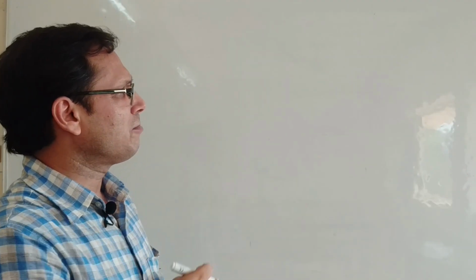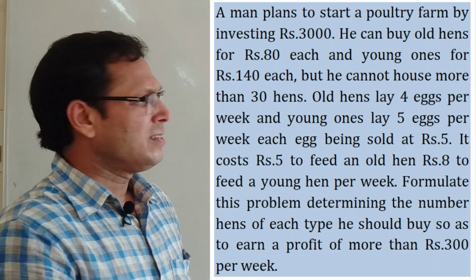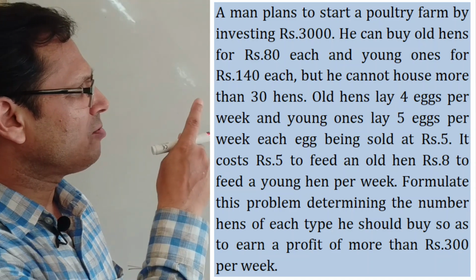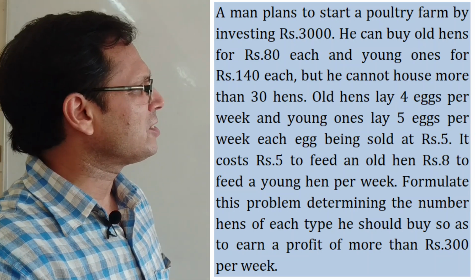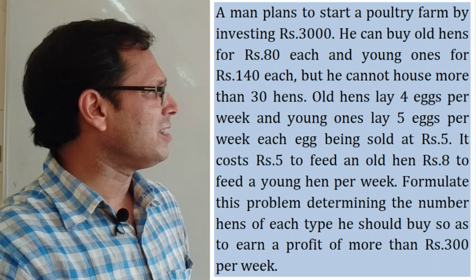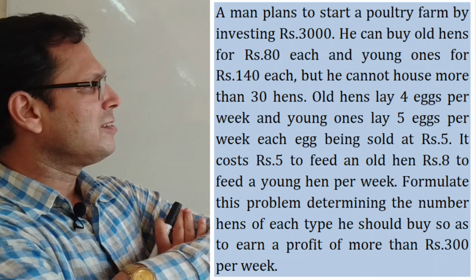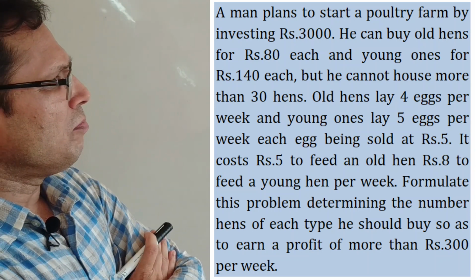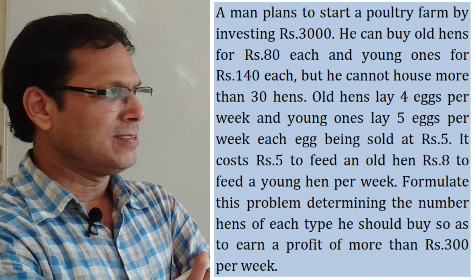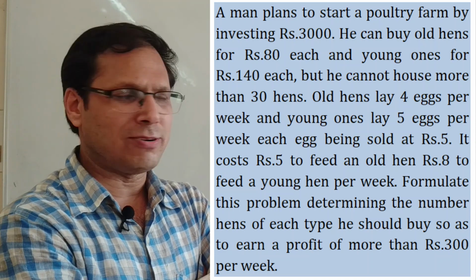You read the question carefully. Second question: a man starts a poultry farm investing at most 3000 rupees. He can buy old hens for rupees 80 each and a young one for rupees 140 each. But he cannot house more than 30 hens. That means what? Restriction is there. Total number of hens should be less than equal to 30.